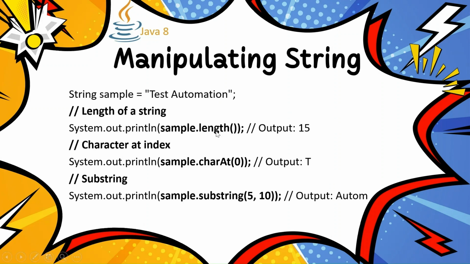Once you know the length of the string, you will be able to locate every index of the string. So for example, the length of the test automation sentence that is present in this variable of type string: the sample variable is having test automation. When I'm trying to print sample.length, it is going to give me output as 15.